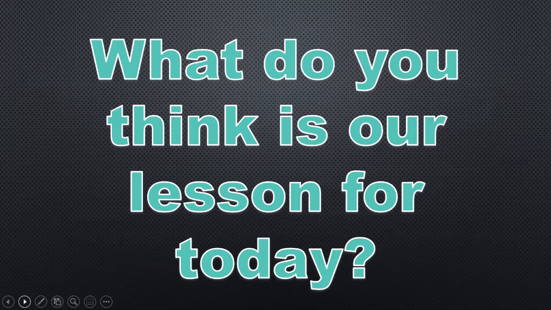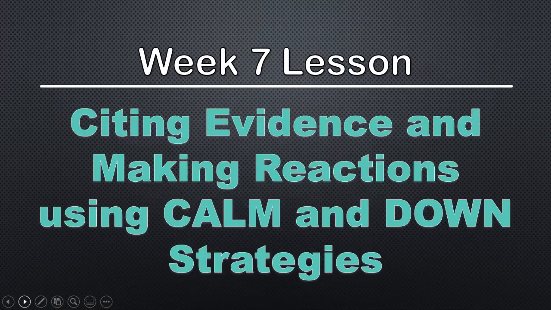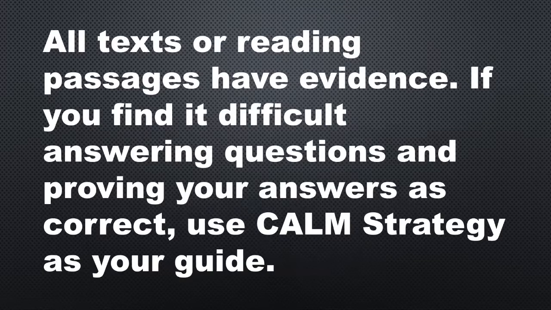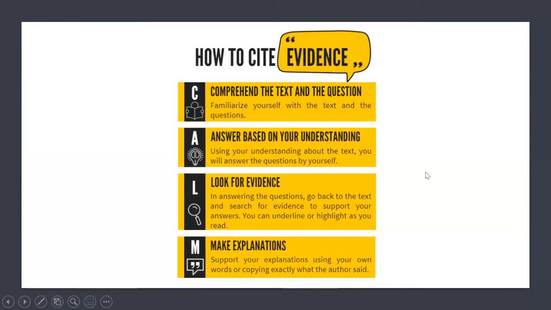Our lesson for today is all about citing evidence and making reactions using CALM and DOWN strategies. That's our week 7 lesson. All text or reading passages have evidence. If you find it difficult answering questions and proving your answers as correct, use CALM strategy as your guide. How to cite evidence? Let's start with letter C. Comprehend the text and the question. Familiarize yourself with the text and the questions.